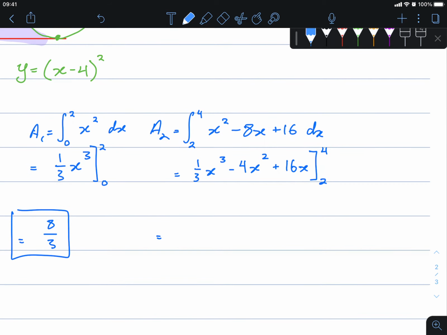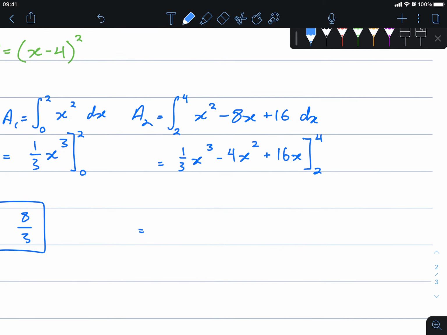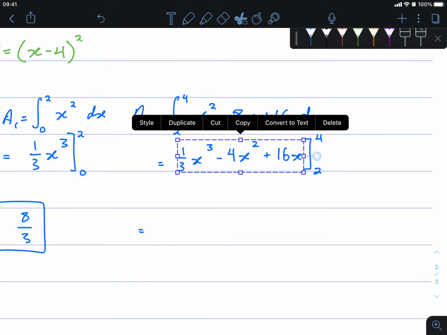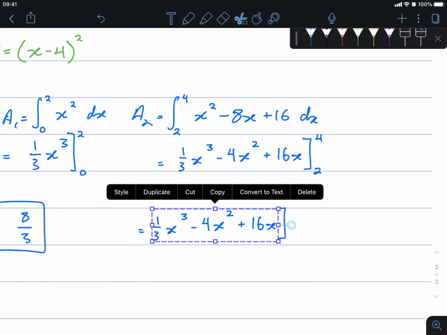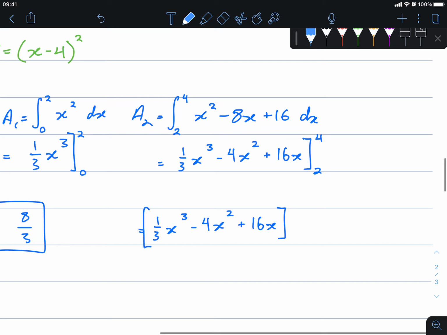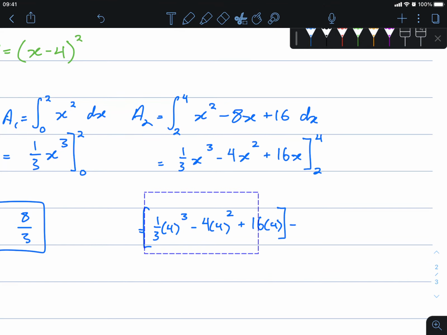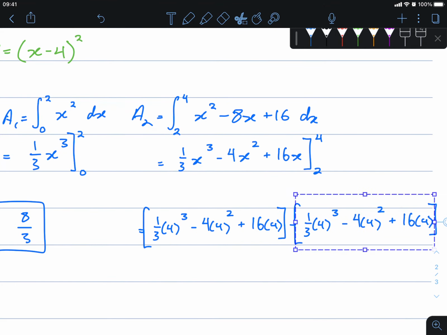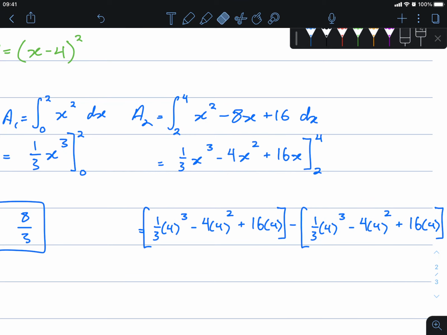This is now just a matter of substituting the values of 4 into all the x's. So let's just copy this in. And instead of x, we're putting the number 4 into all of them. And from that, we're going to minus the exact same thing, but instead of 4, we're going to put in the number 2. This is just a matter of using your calculator for this.